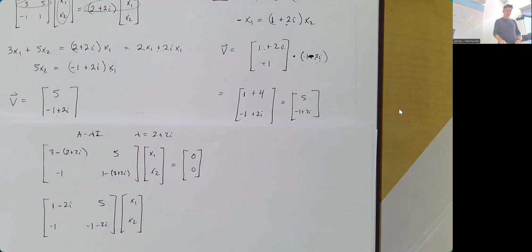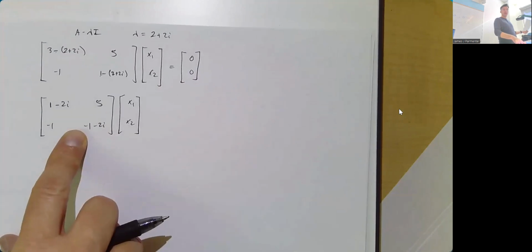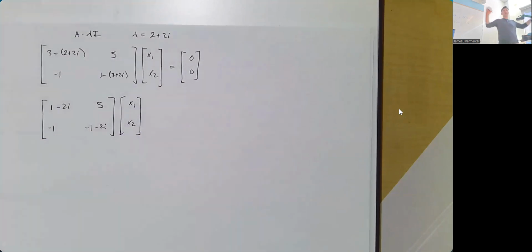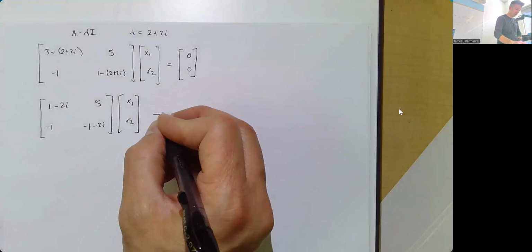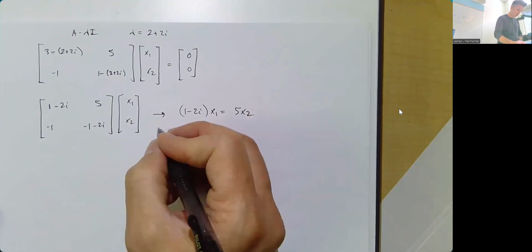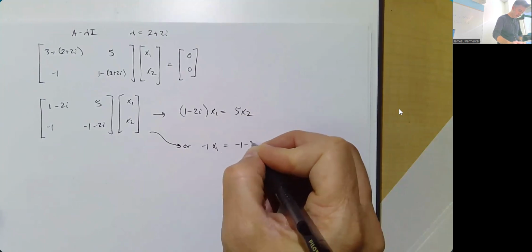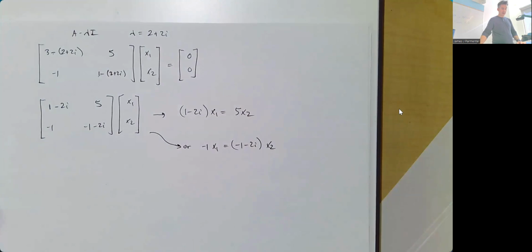Normally, when you do it this way with nice real eigenvalues, both equations end up looking the same, like a 1, 2 and a 1, 2, or a multiple, and they end up being much nicer. Here, these are still multiples of each other, because what we're getting is 1 minus 2i times x1 equal to 5 times x2, or -1 times x1 equal to -1 minus 2i times x2. And those are almost the same equations that we had from the other way of doing it. We're off by a sign.